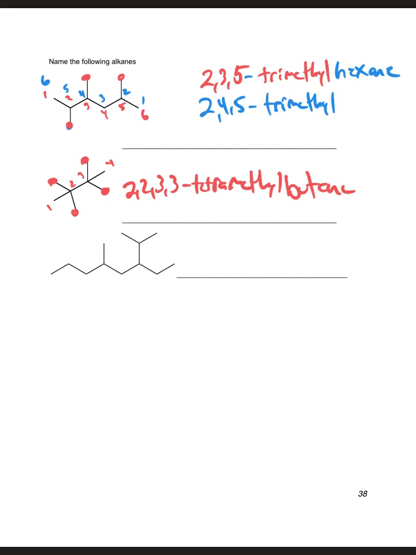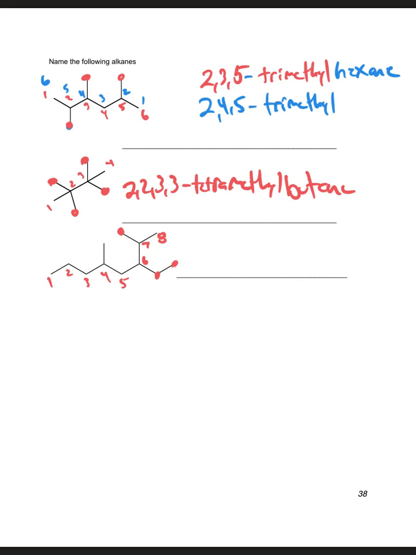Then the last one here, we could number it 1, 2, 3, 4, 5, 6, 7, 8, or 7, 8 this way. When we number things, we want to have the substituents with the smallest amount of branching as possible. So the best way to number this one is this way, where we have a methyl and an ethyl off of it, instead of if we numbered it the other way, where we'd have the isopropyl off of it. So keep the groups as small as possible if the chain is the same distance.